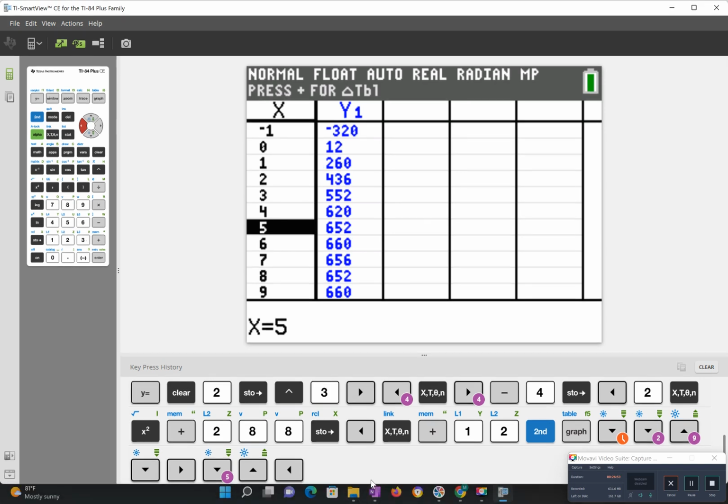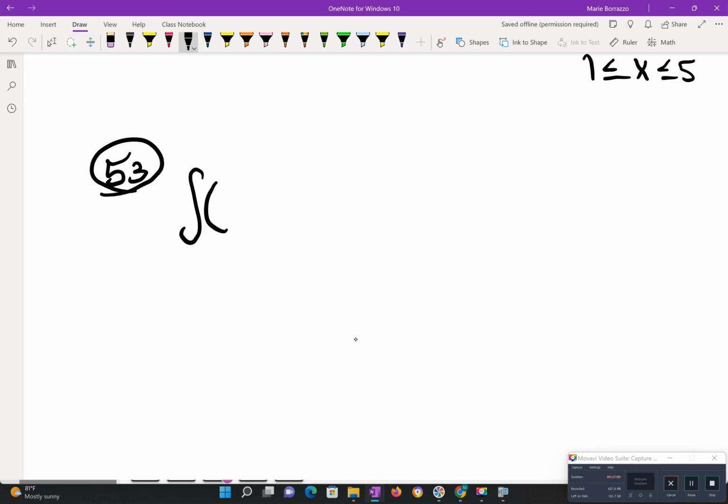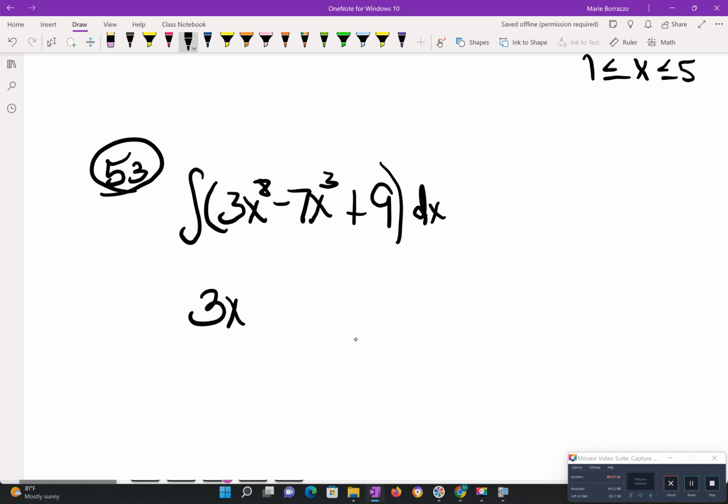Let's look at the next question. This is number 53. Now 53, we start with antiderivatives, integration. And so we have the following equation. They're simply asking us to find the integral. So we take 3x to the 8th power minus 7x to the 3rd plus 9.